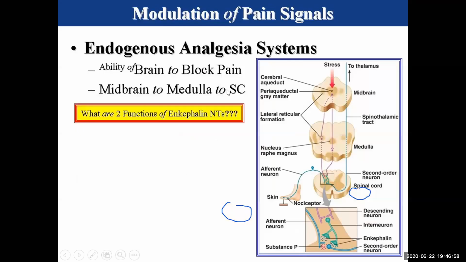There's another one. This is inside the spinal cord. This is also more powerful. It's called the endogenous analgesia system. This is ability of the brain to block the pain. So the brain sends signals down to the brainstem, and ultimately at the spinal cord level here, that's where I want you to focus on. The descending neuron will release neurotransmitter activating the interneuron, right?